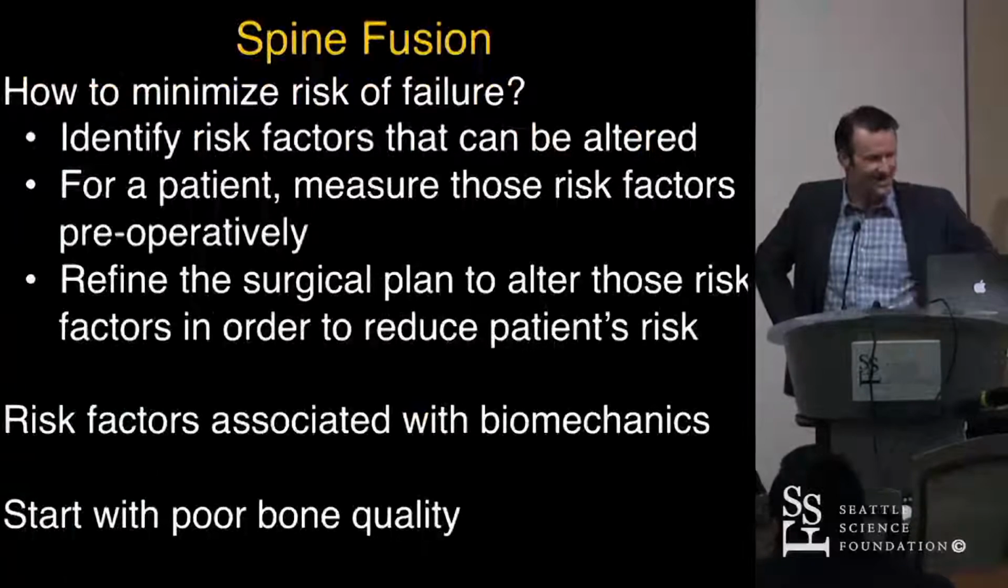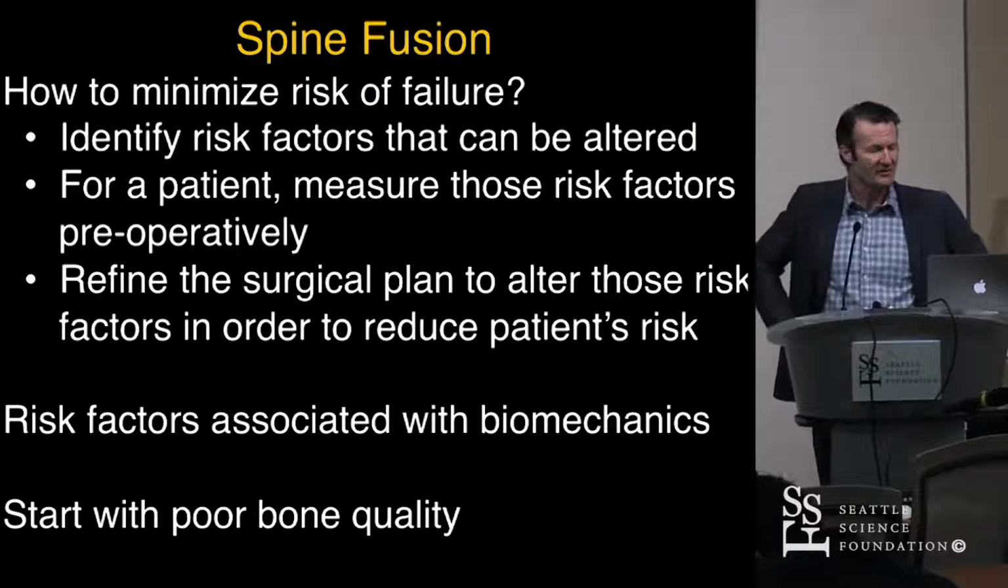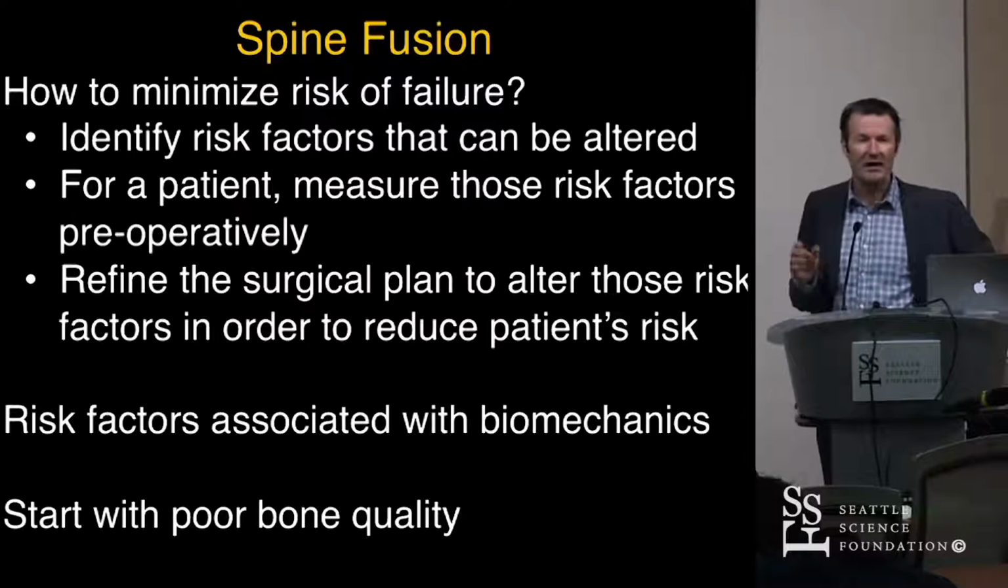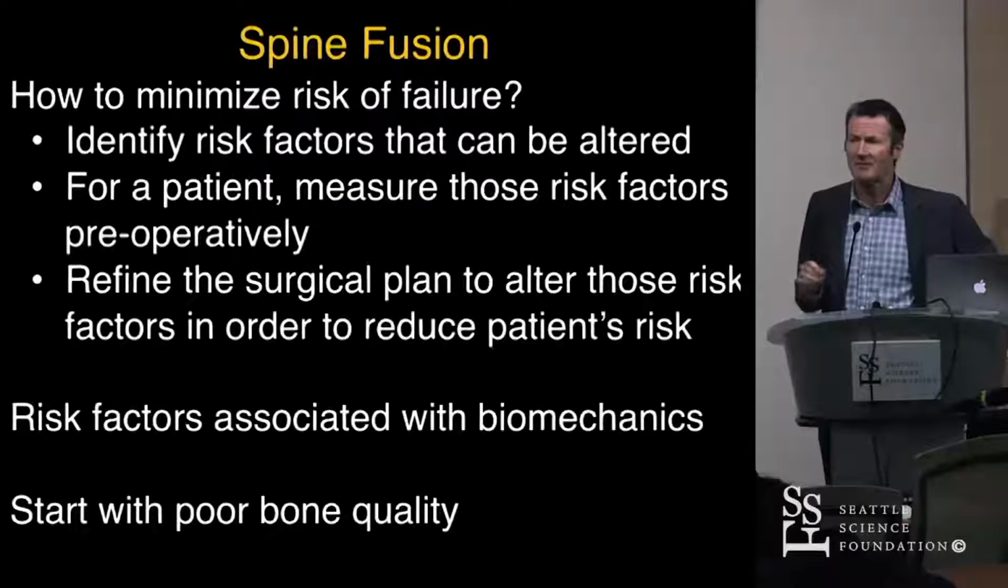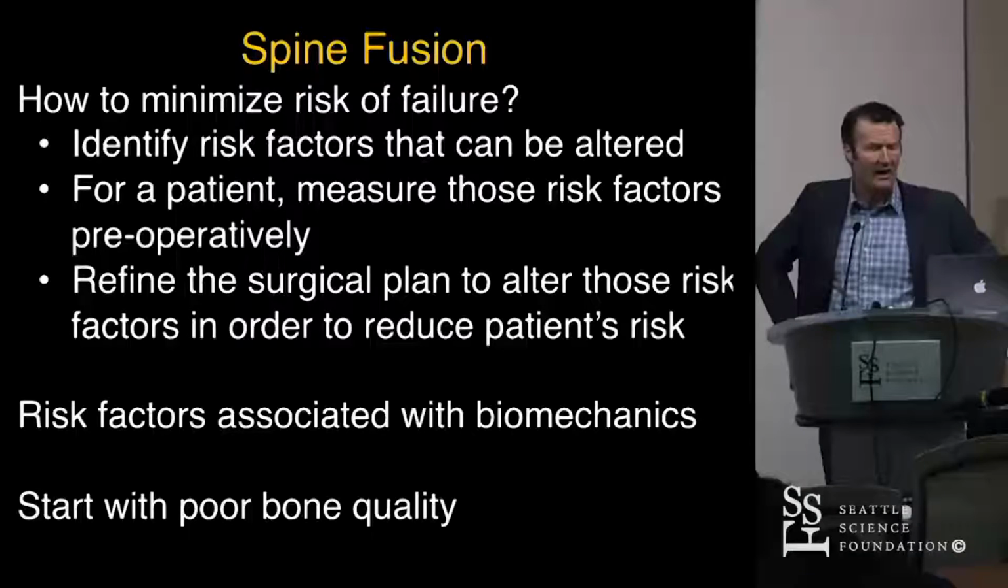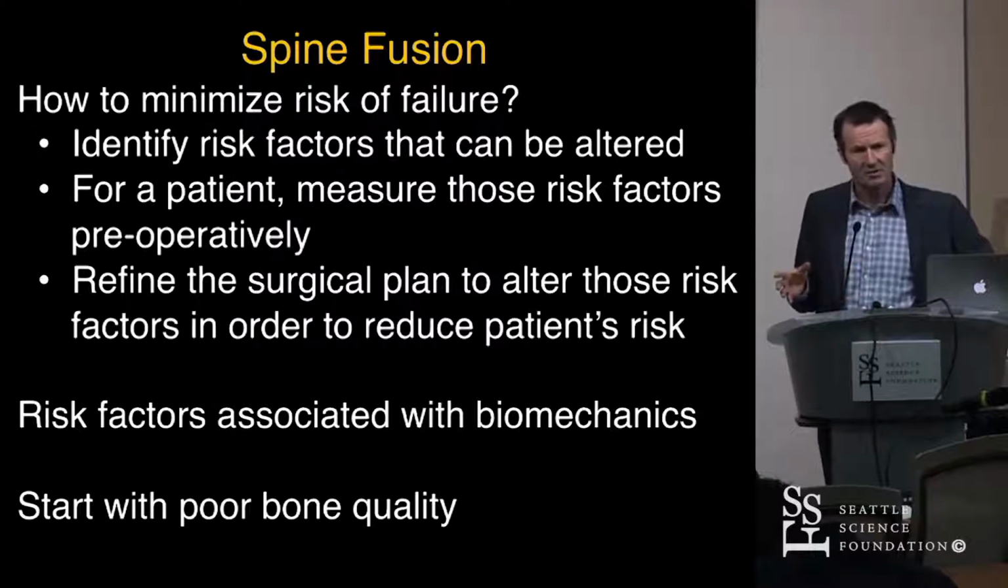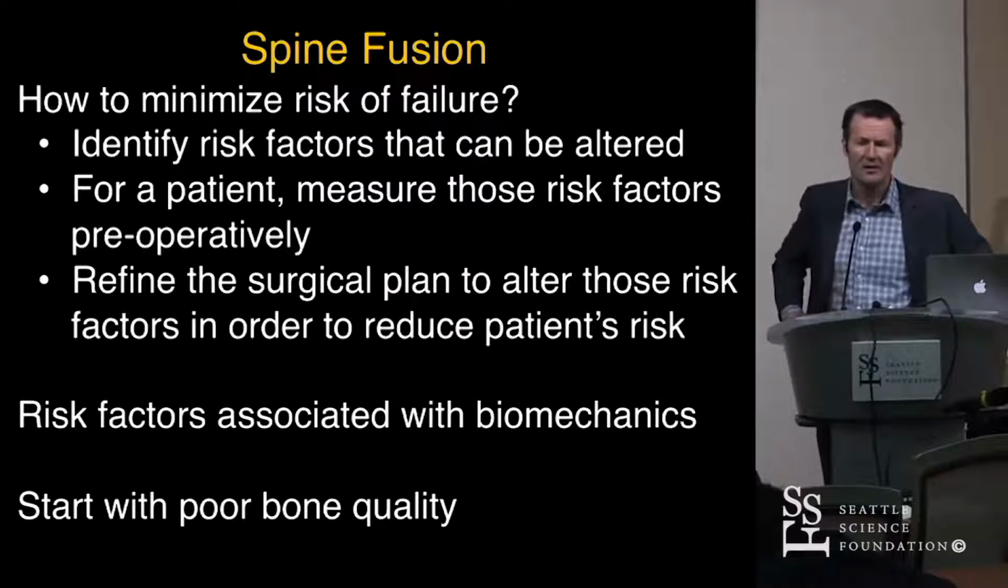So the issue for fusion patients that you want to think about is how do you minimize failure rates, complication rates? And from a straight scientific perspective, the approach there is to identify the risk factors associated with failure. And then when you apply to an individual patient, you need to be able to measure those risk factors. And if you want to alter clinical outcomes, you've got to be able to change something about those risk factors, or else you're not going to be able to reduce the risk.